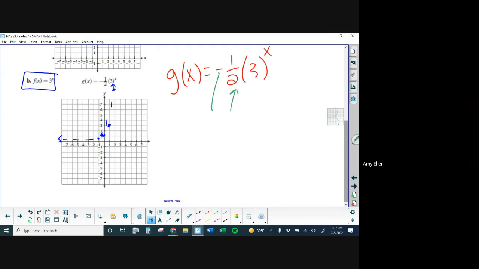What does this do? Reflect over the x-axis. So again, I like to start with the easy point. I like to start with the y-intercept here at 1. I need to take 1/2 of that height. Well, it's at 1, so 1/2 of that is 1/2. Flip it over, negative 1/2.